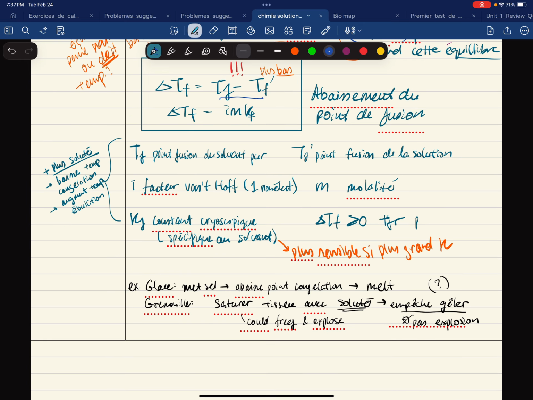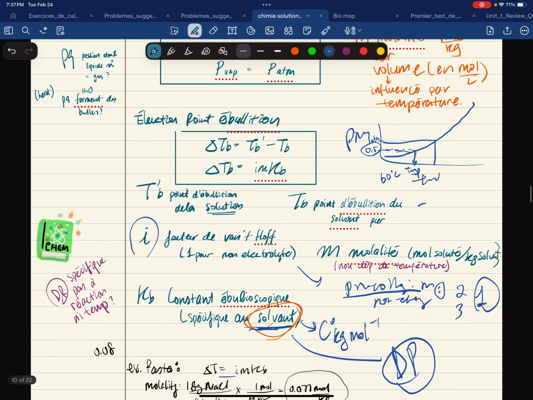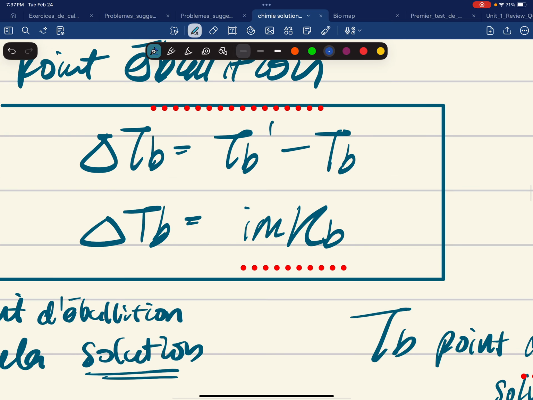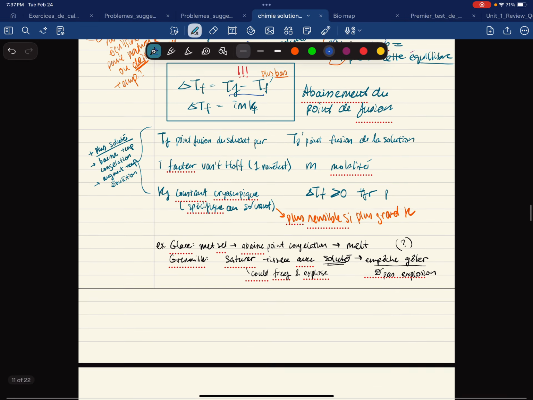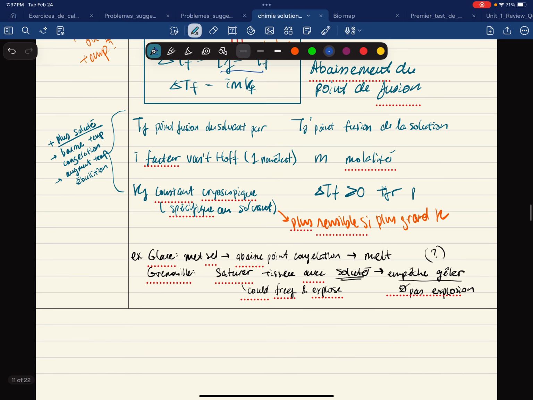And here's where you need to make sure that it's F take away F prime. Here it is B prime take away B, just so the data are not going to be negative, because somehow they do not want negative stuff. And Kf is the constante cryoscopique, also specific to the solvant, and it's plus sensible si plus grand.